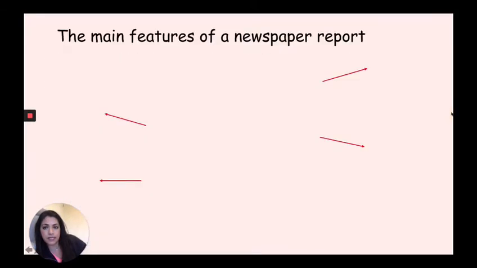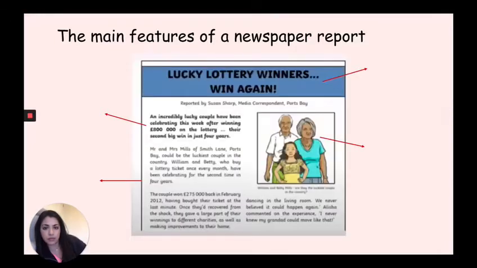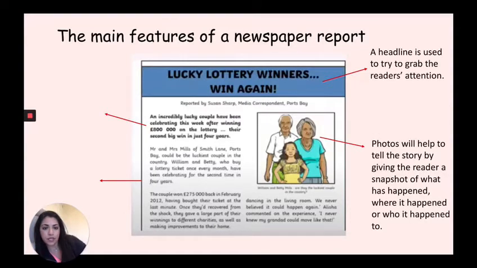So let's see, what are the main features of a newspaper report? So there's usually a headline which is used to try to grab the reader's attention. A bit like how books have titles, newspaper reports have headlines. Sometimes newspaper reports have photos which will help to tell the story by giving the reader a snapshot of what has happened, where it's happened, and usually who it has happened to.